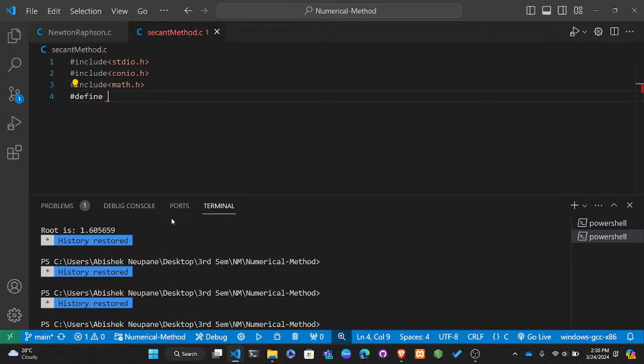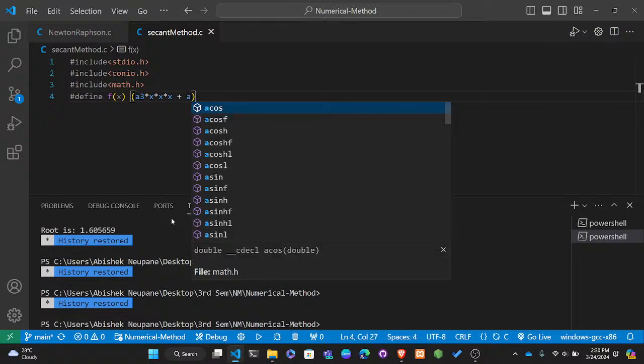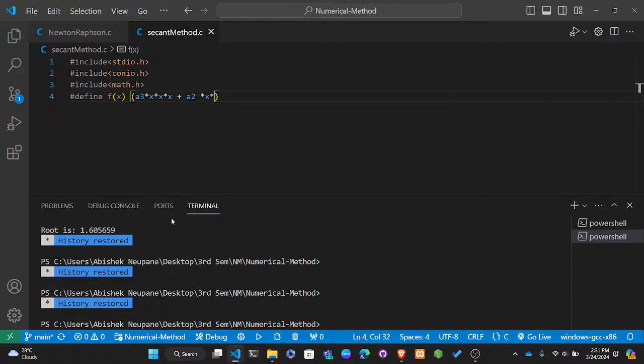The function name will be fx, and let's give some coefficients. Okay, let's give 4 coefficients. That means a3 multiplied by x into x into x, plus a2 multiplied by x into x, plus a1 multiplied by x, and the remaining will be just a naught. This is just 4 coefficients of x: a3, a2, a1 and a naught.